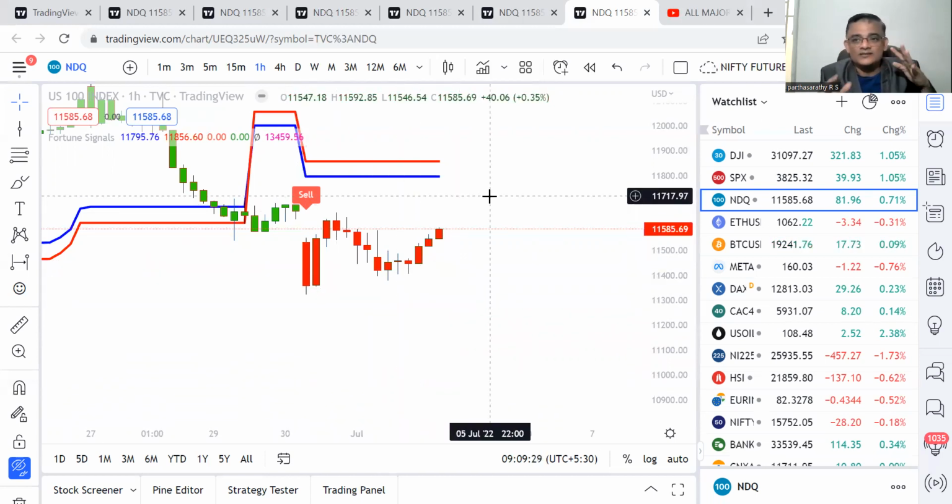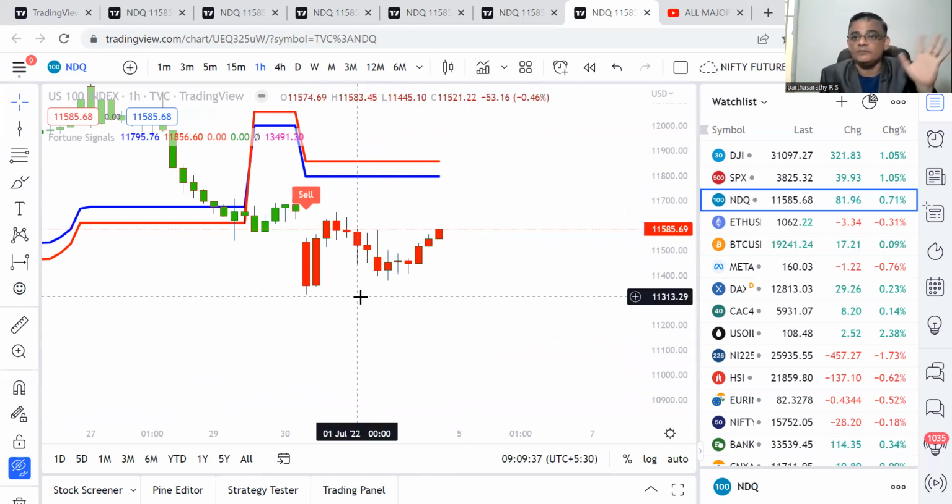This can be used in 5 minutes, 15 minutes, 1 day, whatever time frame you are a trader in, the same logic is applicable, even in 1 minute also. So we use 1 minute to trade Nifty based on fortune signal.